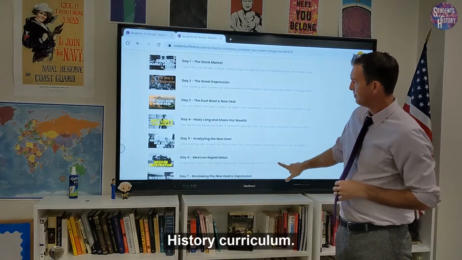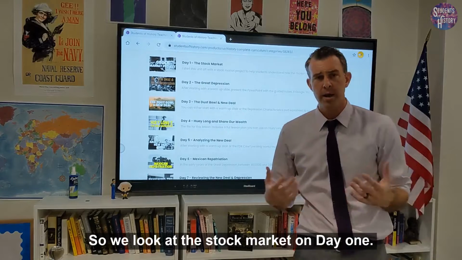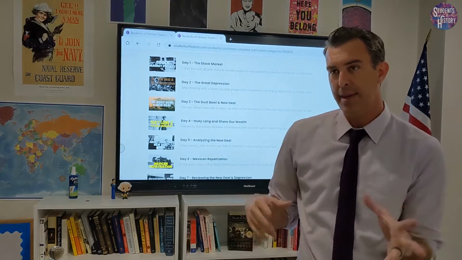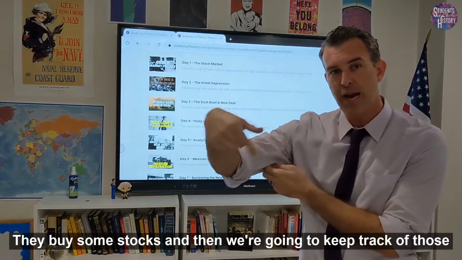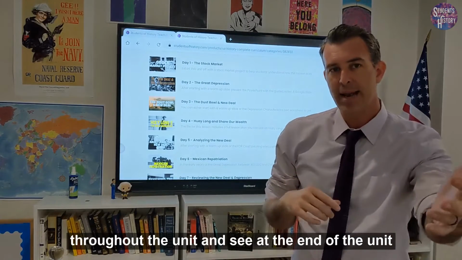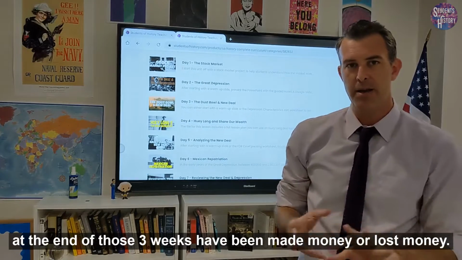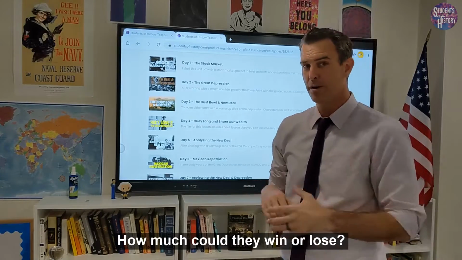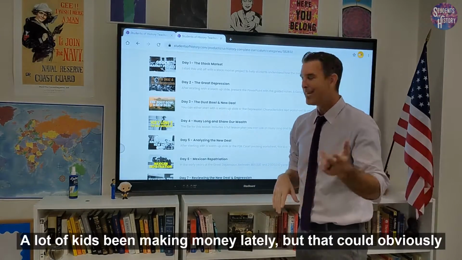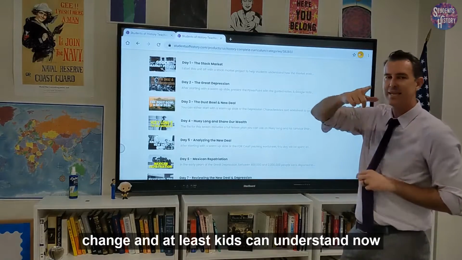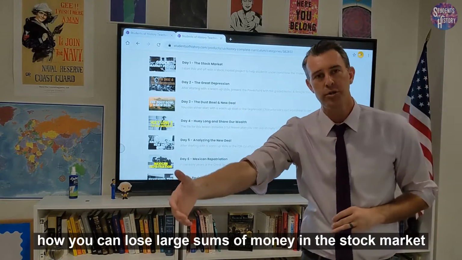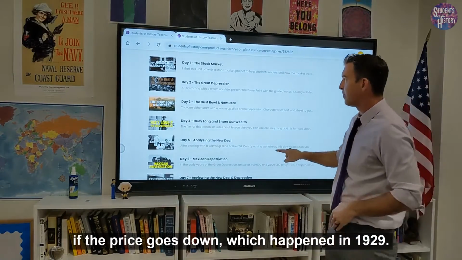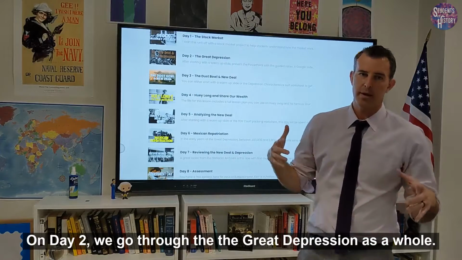So we look at the stock market on day 1. We have an interactive stock market project where kids learn about how the stock market works. They buy some stocks, and then we're going to keep track of those throughout the unit and see at the end of those 3 weeks, have they made money or lost money? And then imagine, what if they borrowed a whole bunch and bought on margin? How much could they win or lose? A lot of kids have been making money lately, but that could obviously change, and at least kids can understand now how you can lose large sums of money in the stock market if the price goes down, which happened in 1929.